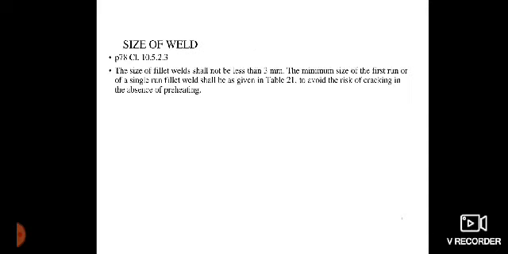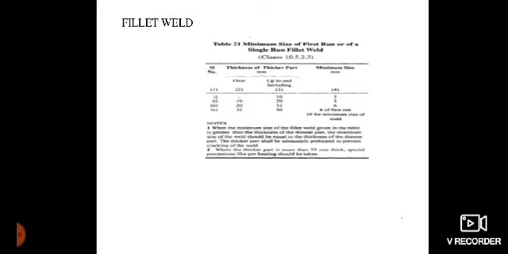So, size of weld. The size of a fillet weld shall not be less than 3 mm. The minimum size of the first run or of a single run fillet weld shall be as given in Table 21 to avoid the risk of cracking in the absence of preheating. So this is Table 21.